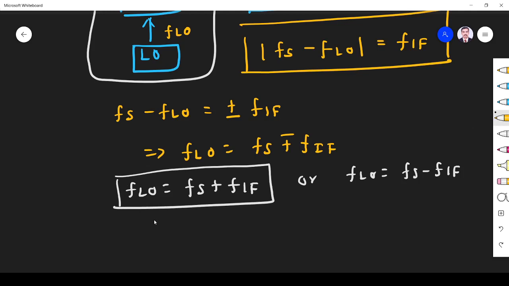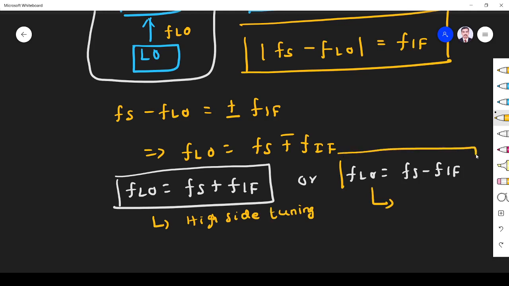If I tune my local oscillator to the Fs plus FIF condition, then it is called high side tuning. If I tune my local oscillator according to the Fs minus FIF formula, then it is called low side tuning.